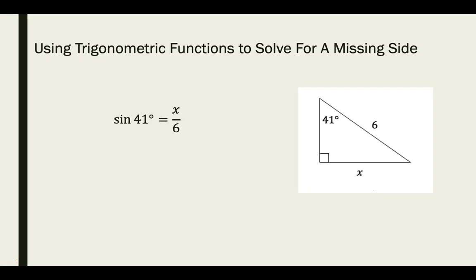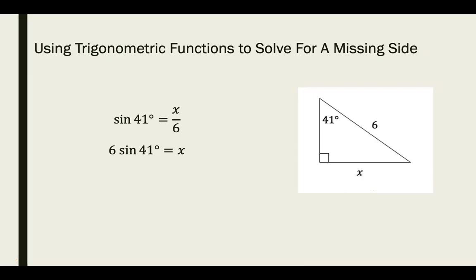Sine is opposite over hypotenuse. So we're going to write sine of 41 degrees equals our opposite, x, over our hypotenuse, 6. How do we solve for x? We just need to multiply both sides by 6. So x is 6 times sine of 41 degrees.